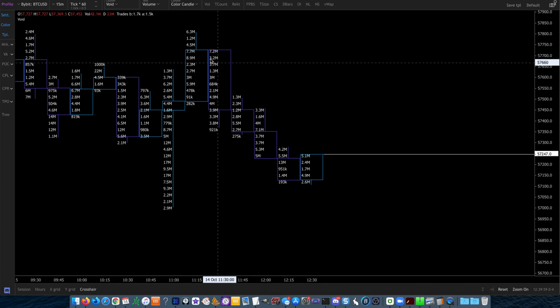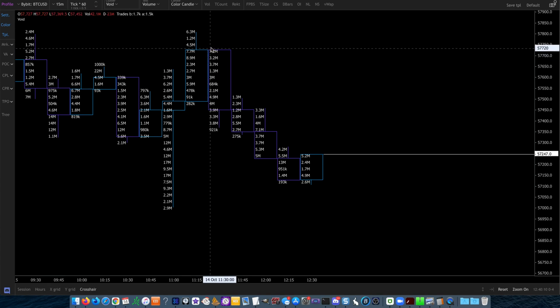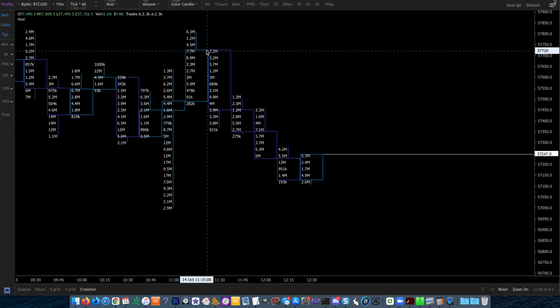So right here, if we look at this purple candle, we can see at the price of 57,720, there were 7.2 million overall market orders that came in. This is the Bybit chart. 7.2 million market orders, both buys and sells together, came in at the open of this candle. This is the overall volume that was traded at a specific price within a candle.